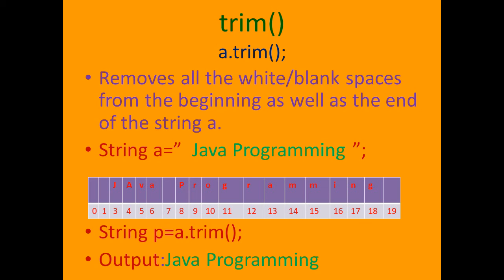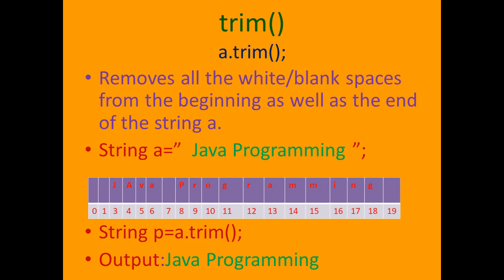And the 0 and 1, the first and second positions, represent blank spaces. After that, Java starts. That means there are 2 blank spaces before that sentence. And the 7th position is also a blank space, but that is in between the words. That will not be removed. After that, you just listen. In the last also we have a blank space in the 19th position. Okay. Then if you use this function, what will happen?